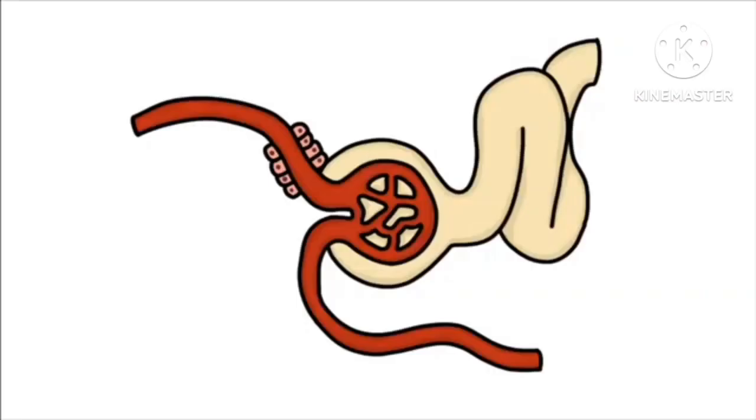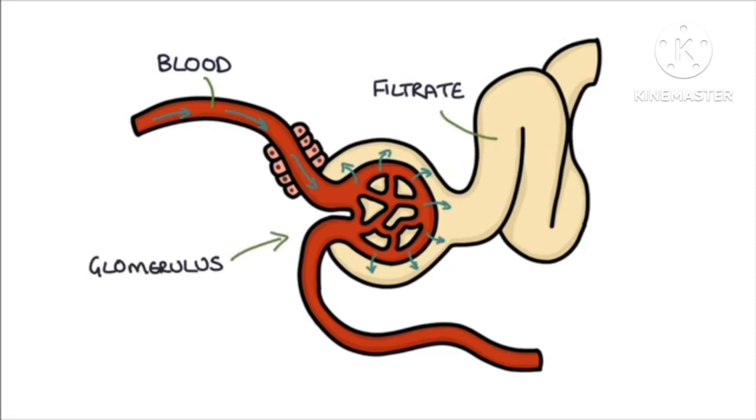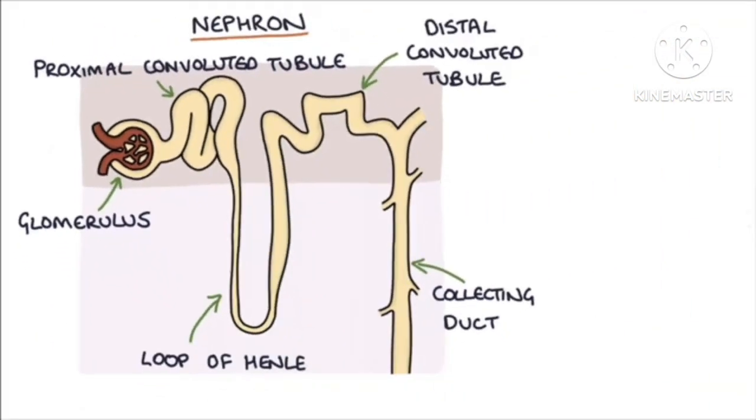How it works is water and small molecules are filtered from the blood into what we call the filtrate in the glomerulus, and then varying amounts of water and molecules are reabsorbed from the filtrate into the blood along the tubules, loop of Henle, and collecting ducts. And what's left in the filtrate becomes the urine.